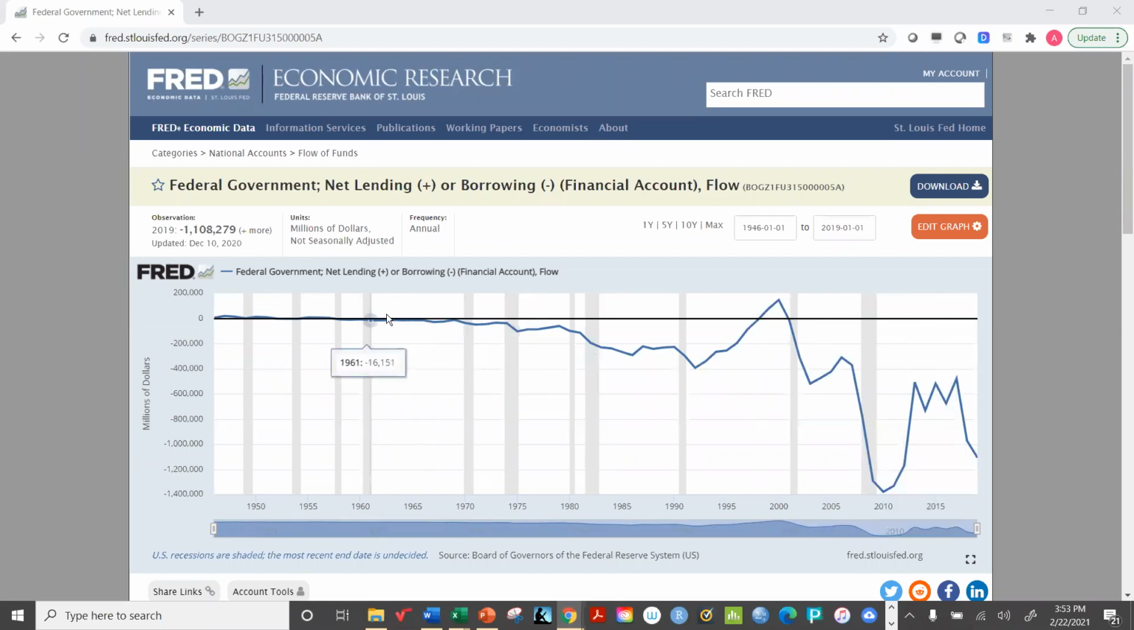For the longest time, it was either about even or positive, but wow, I guess I misremembered that, because those were all negatives. Ouch. Look at that. That's a lot of deficits. So that means we have a deficit in the current account and the financial account.